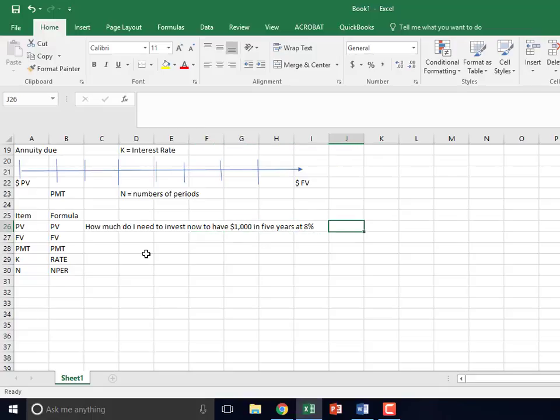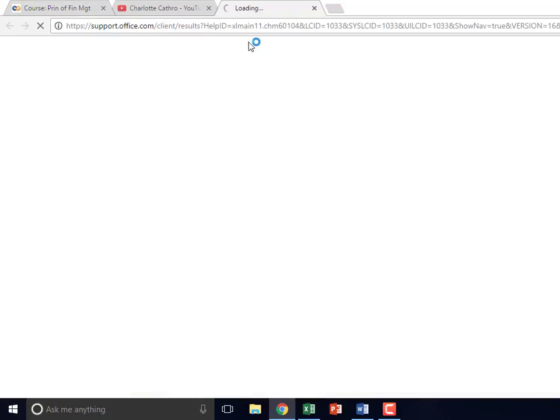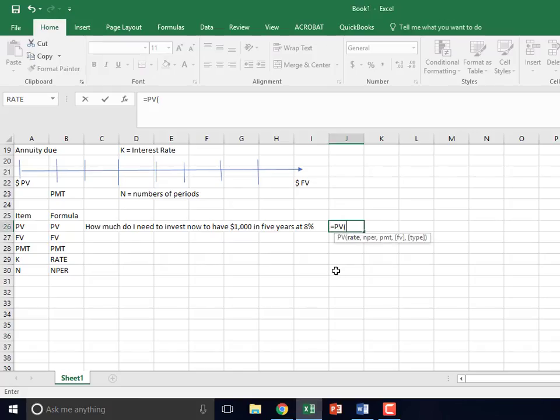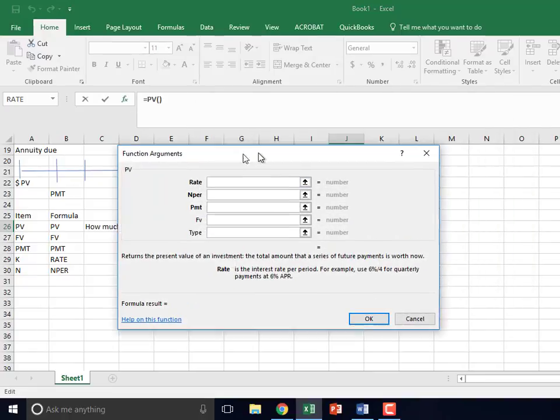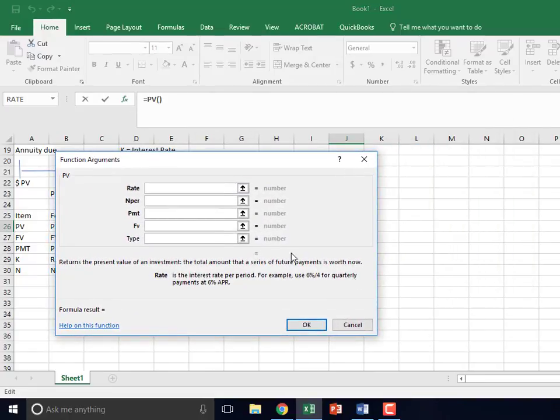Okay, so let's solve this problem. How are we going to do this? We use the Excel function. So equals, and we type PV. Now, if you click on this function, it will come up with this function arguments box. And notice we have our 5 different things, okay? Our PV is what we're solving for, our rate, our number of periods, and our payment and future value.